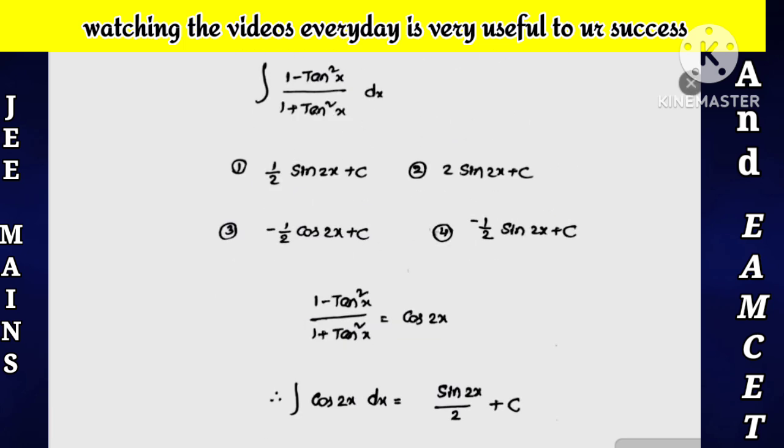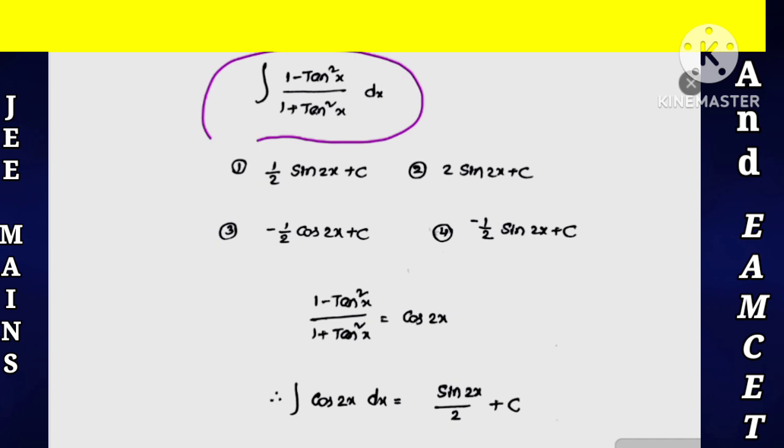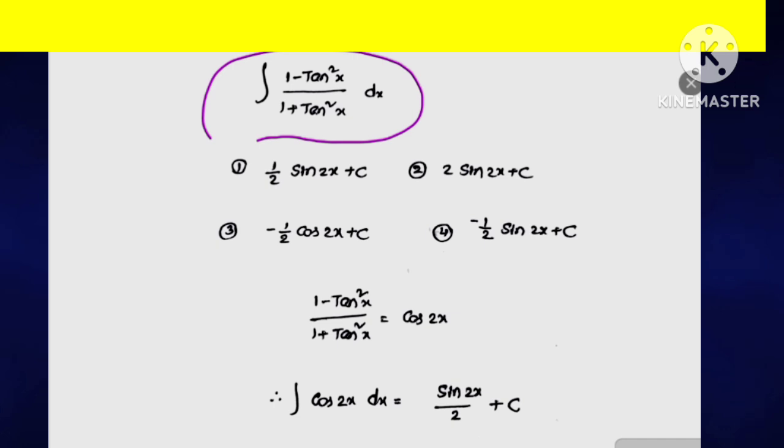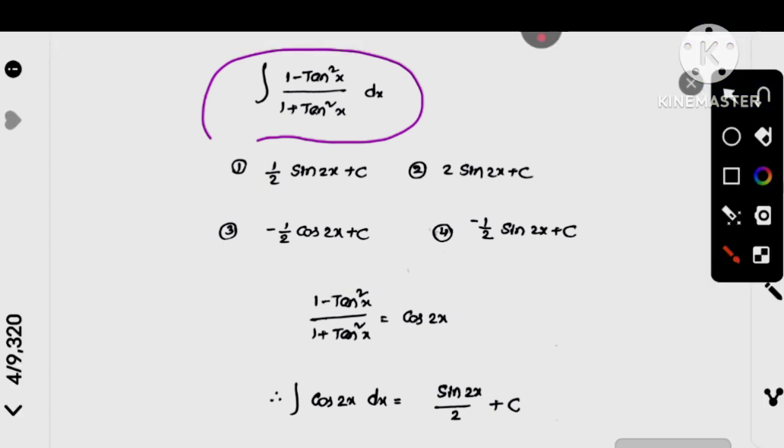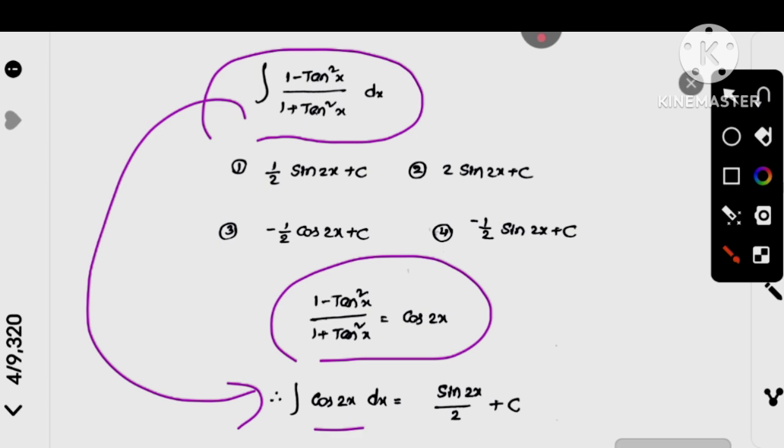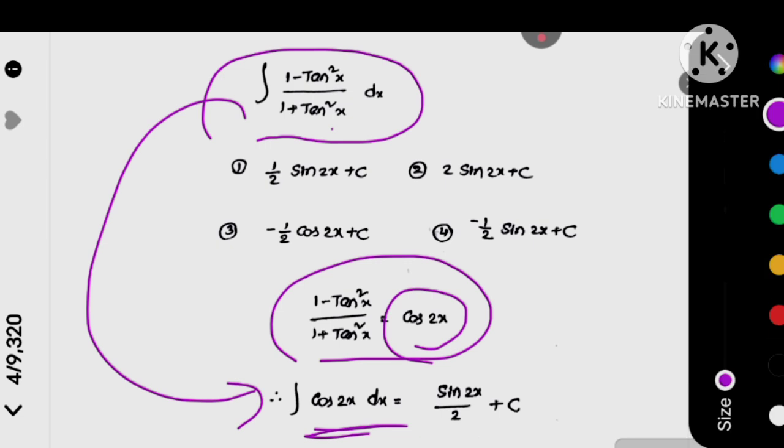The question is integral 1 minus tan square x by 1 plus tan square x into dx. Dead easy question. Very easy. So direct formula. What is the formula for 1 minus tan square x by 1 plus tan square x? Cos 2x. So the question becomes integral cos 2x into dx. Simply write the formula of 1 minus tan square x by 1 plus tan square x in the given question. So this is equal to cos 2x.